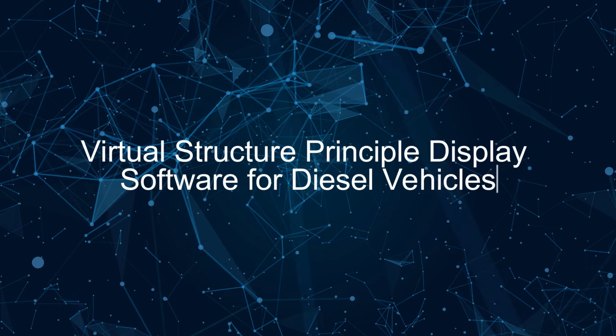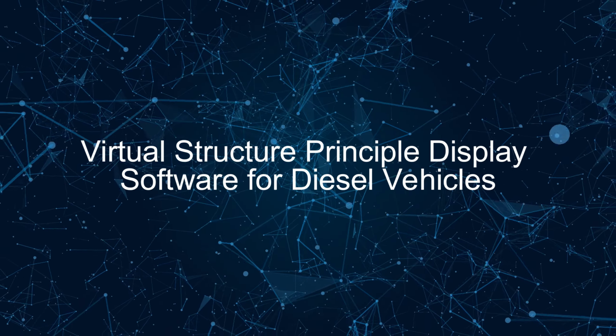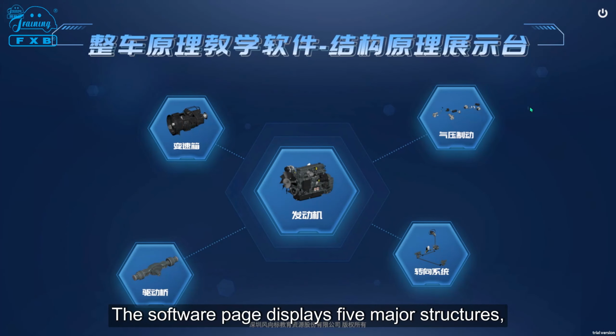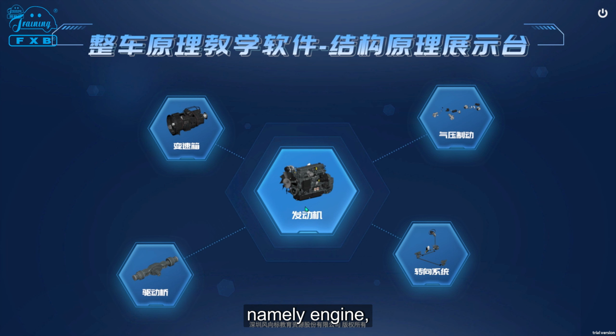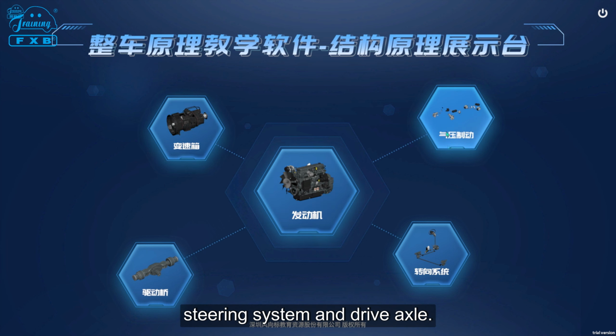Virtual Structure Principle Display Software for Diesel Vehicles. The software page displays 5 major structures, namely engine, gearbox, pneumatic brake, steering system and drive axle.